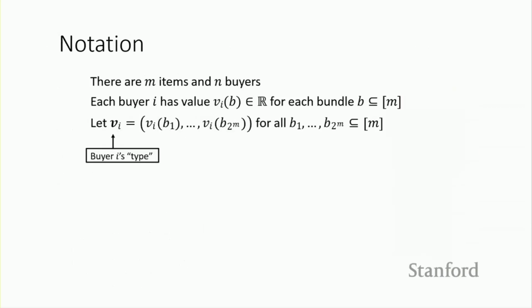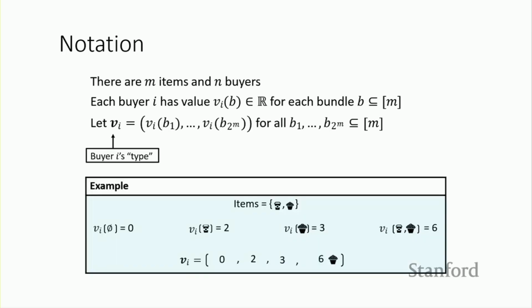Okay. A bit more formally, to set things up, suppose we have M items and N buyers. And each buyer has some value for every possible bundle of items within a set of items. However one defines the bundle. Sometimes this list of values across the set of items is called the buyer's type, which you can think of as a vector enumerating the value for every possible bundle of items within the set of items.